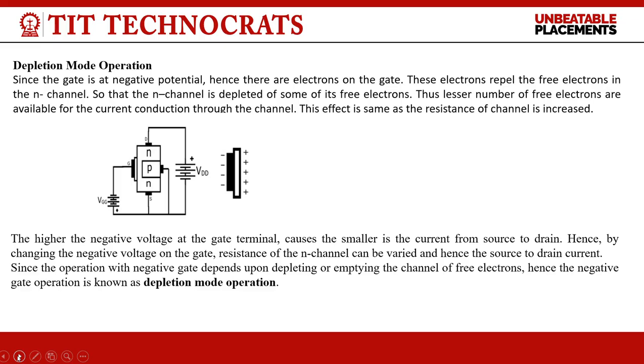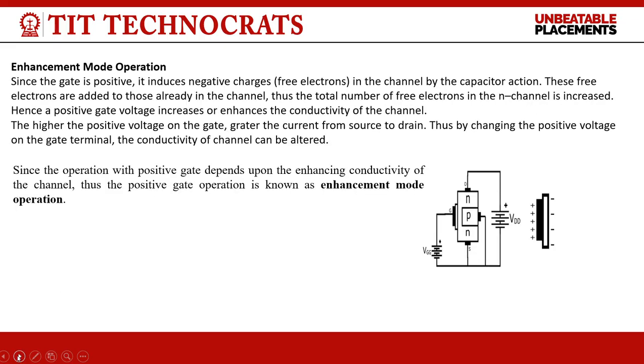The higher the negative voltage at the gate terminal, the smaller is the current from the source to drain. Hence, by changing the negative voltage on the gate, the resistance of the N channel can be varied, and hence the source to drain current. Since the operation with negative gate depends upon depletion or emptying the channel of free electrons, the negative gate operation is known as depletion mode operation.